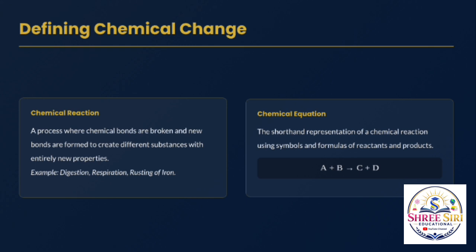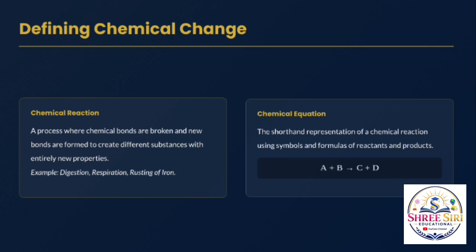First, what do you mean by chemical reaction? A chemical reaction is a process where chemical bonds are broken and new bonds are formed to create different substances with entirely new properties. For example, in your daily life, you can observe digestion, respiration, and rusting of iron. These are examples of chemical reactions. And when you represent a chemical reaction in a systematic way, that is called a chemical equation.